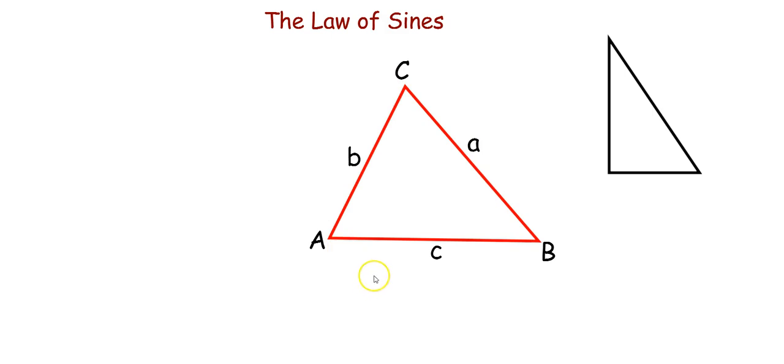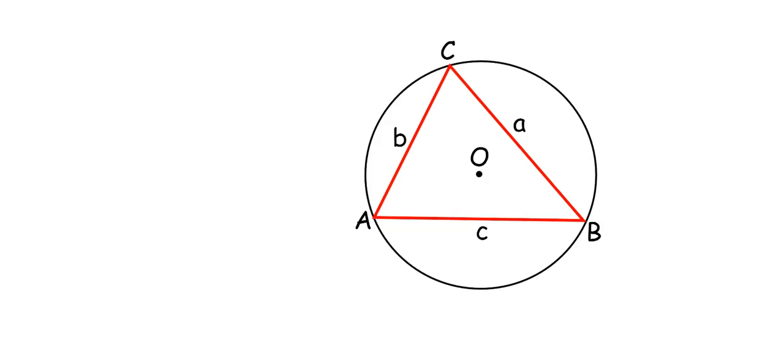We are going to find the relationship between these side lengths and the measures of the angles. By finding out the relationship, which is called the law of sines, we will be able to solve a given triangle. For that, I need a circle which is passing through all the three vertices A, B and C. And here O is the center of the circle.